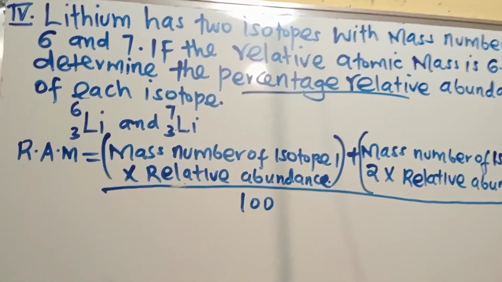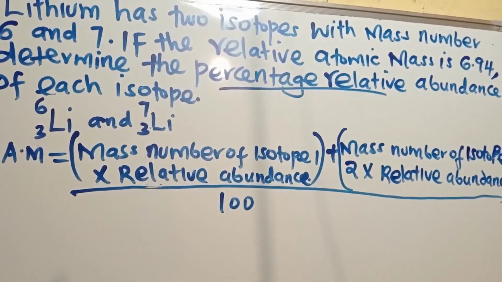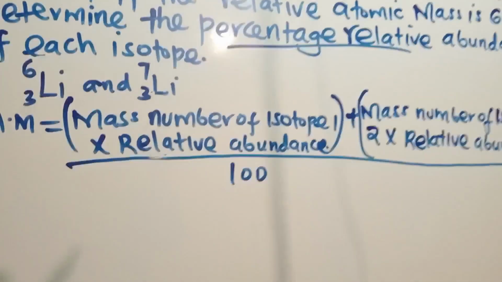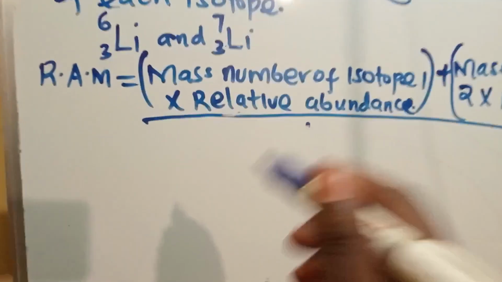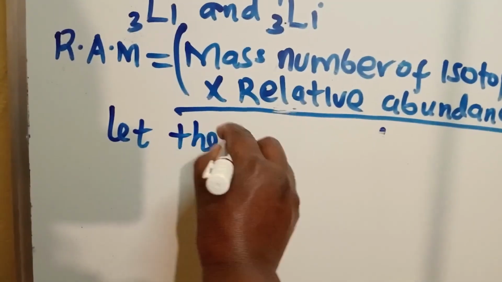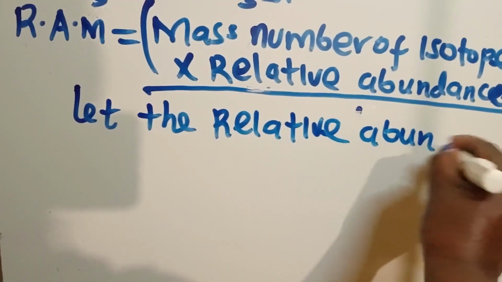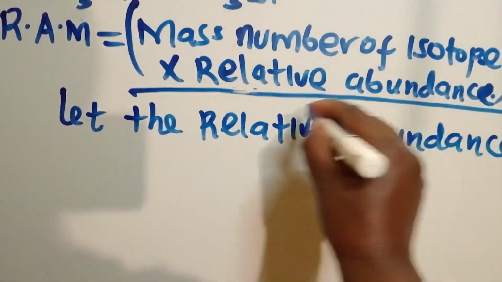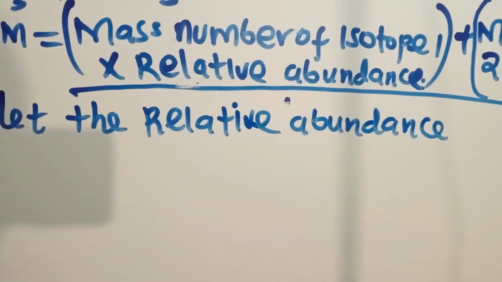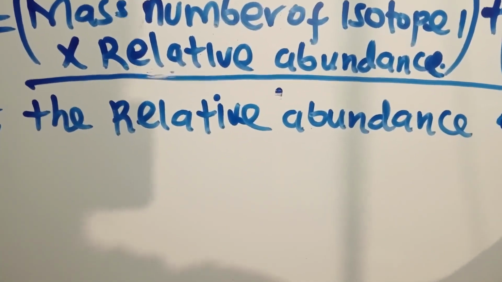So let's begin the question, the interpretation, considering that major point that the relative abundances usually add up to 100. So here we begin the question. We say, like we do in mathematics, let the relative abundance, we can choose any isotope. So we can say, for example, let the relative abundance of lithium-7 be X.